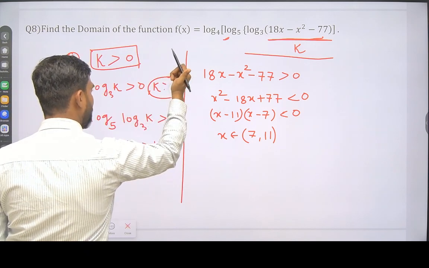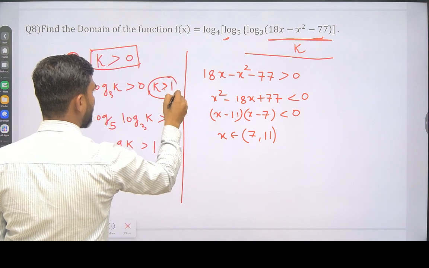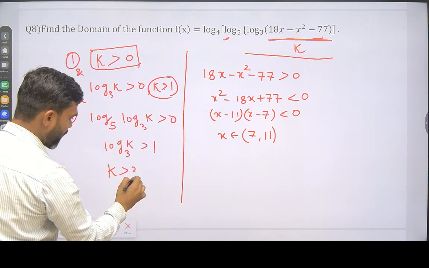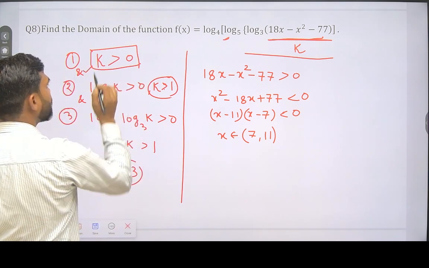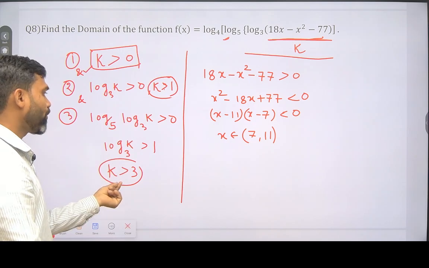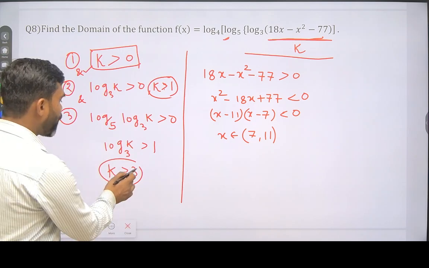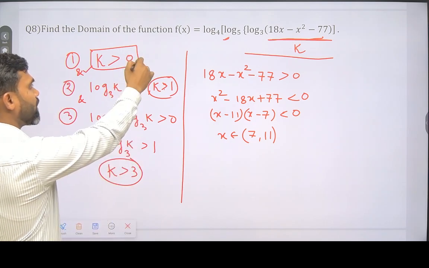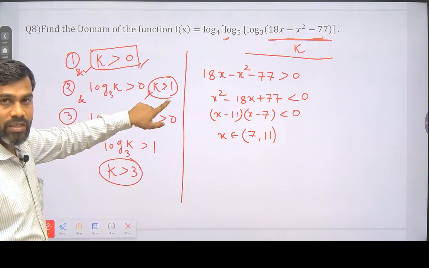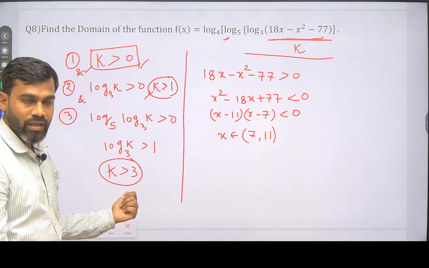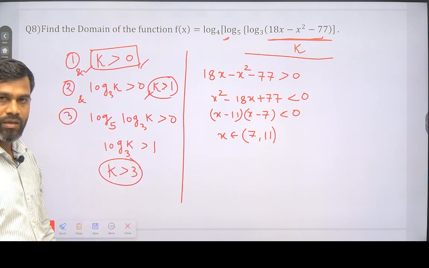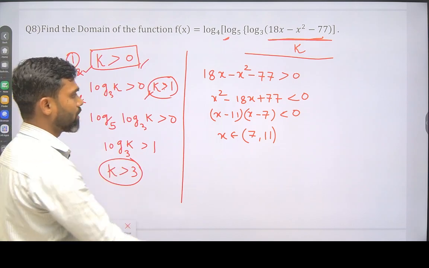This should not be 3. This should be 3 raised to 0 is 1, right? Now here 5 raised to 0 is 1 and here k is greater than 3, right? So from here we are getting k is greater than 0. From here we are getting k is greater than 1 and from here we are getting k is greater than 3. So we don't have to take all these conditions. What is the intersection part? If k is greater than 0, k is greater than 1, here we are getting k is greater than 3. So what we can do, k is greater than 3, if you solve, whatever the answer you will get, that will be the final answer, right?